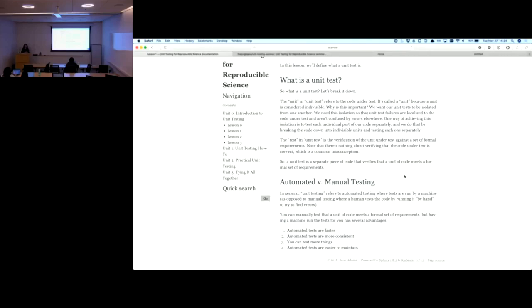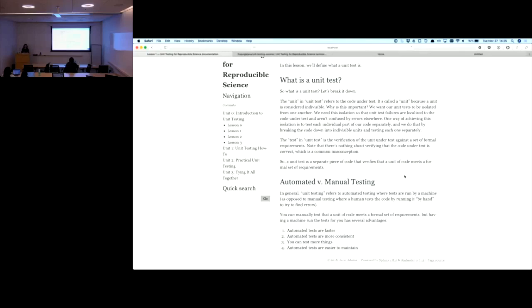But having a machine run your tests for you in an automated fashion is a lot better for a couple of reasons. First is that automated tests are faster. It's a lot faster for a machine to execute your code or iterate over a set of inputs and outputs than it is for you to iterate over those inputs and outputs. They're also more consistent. The reason they're more consistent is that if you're trying to manually test for something, you have to remember how you tested for it the last time you looked at it. And if it's been weeks or months, that's going to be pretty challenging. You can test for more things. This is related to the fact that automated tests are faster, and also the point below this, which is that automated tests are easier to maintain.